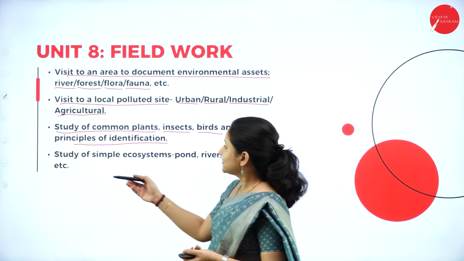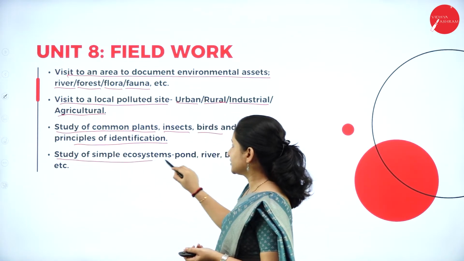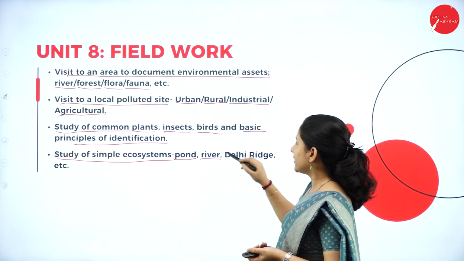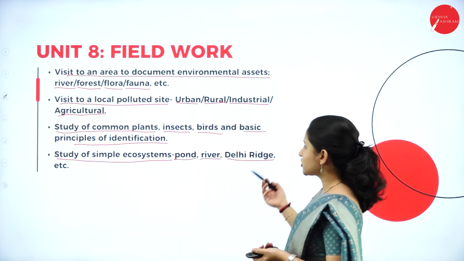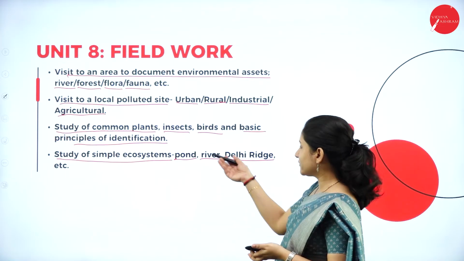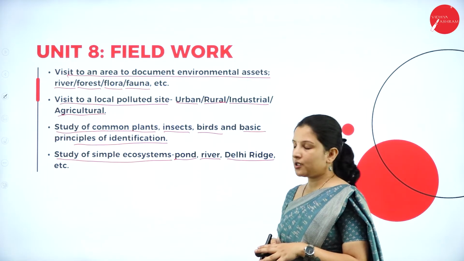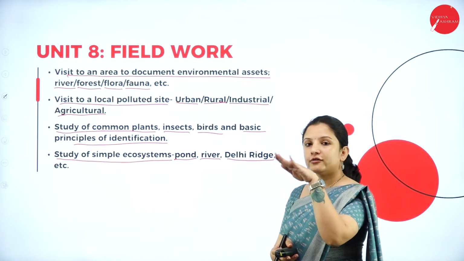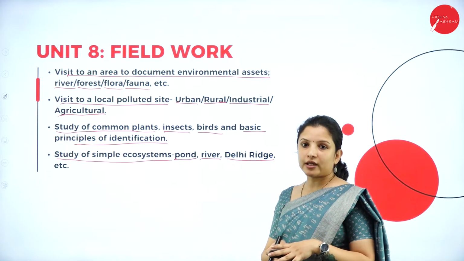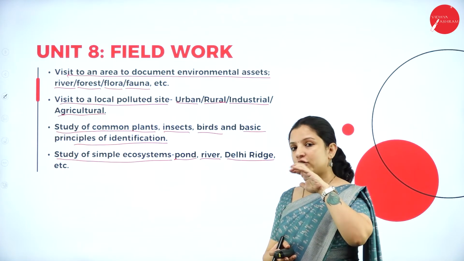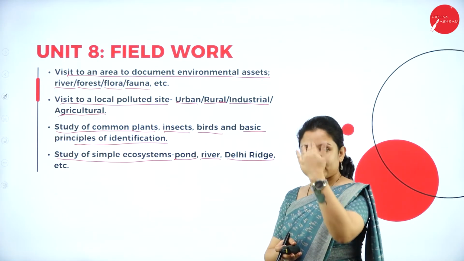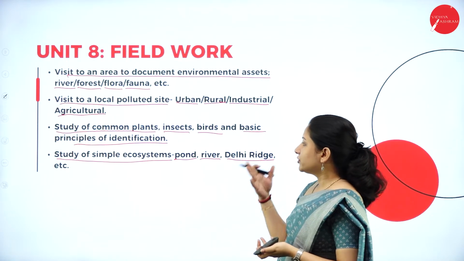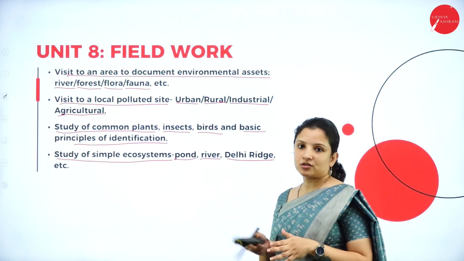And next is the study of a simple ecosystem, wherein you need to study a simple pond ecosystem, river ecosystem, the Delhi ridge, etc. Whichever is possible, you can just choose here. In a pond ecosystem, you'll find different layers. The topmost layer will be occupied by some organisms, the next layer by other organisms, like that different layers will be there. So you have to study the simple ecosystem of these.